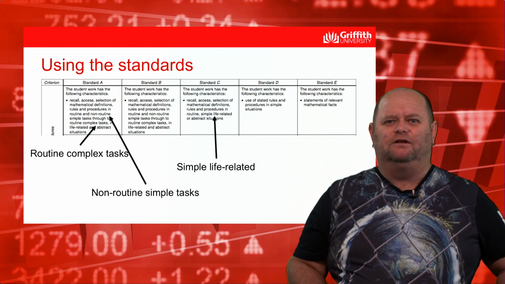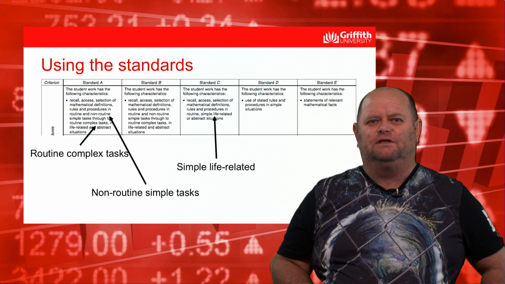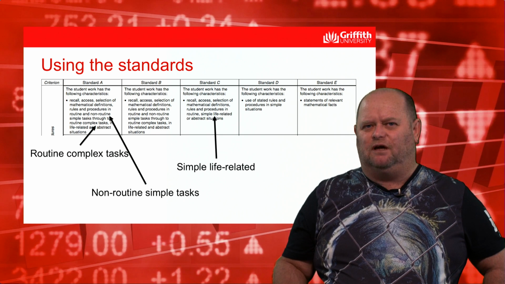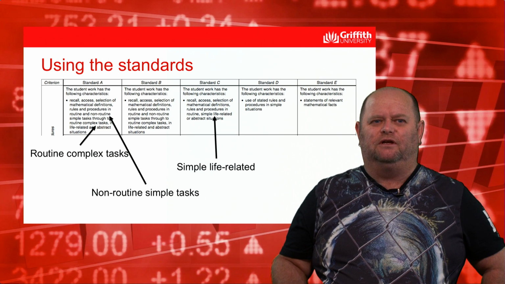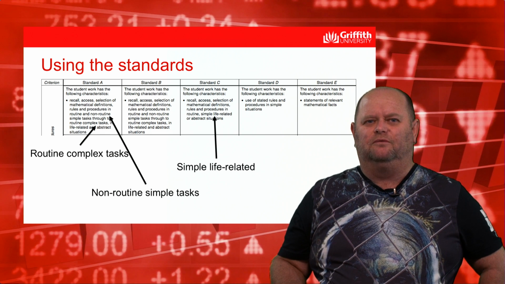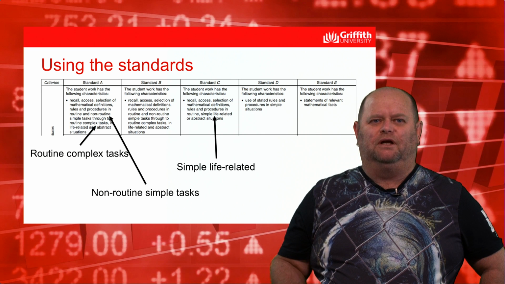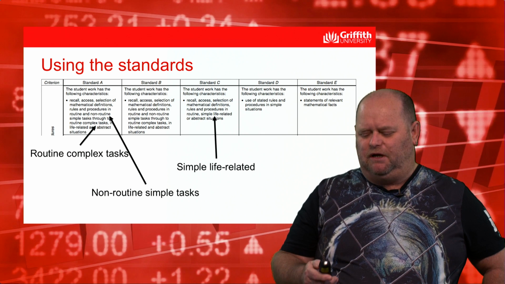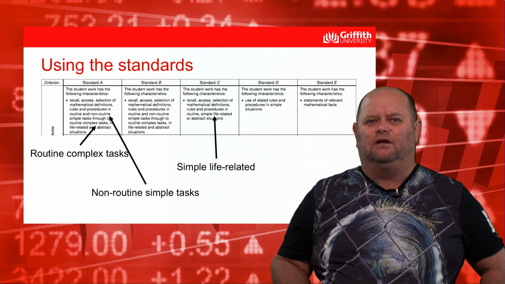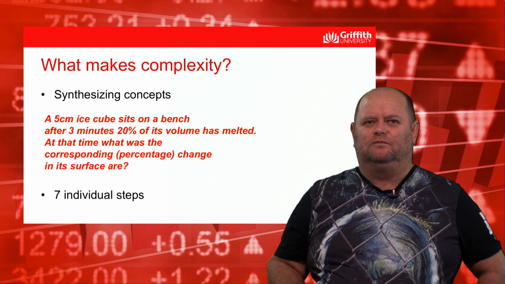If we look at the standards in the syllabus, you'll see some documentation that looks a bit like this. For a standard C, one of the things in our knowledge and procedures is that we talk about simple life-related problems, as opposed to an A, routine, complex, etc. How do we handle that, and what do they look like? What makes a problem complex?